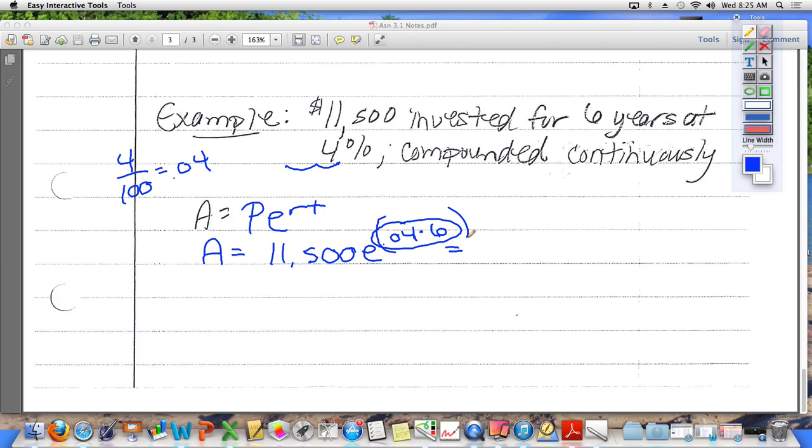11,500 times e to the, this should be the 0.24 power. So what do you get? $14,619.37. Agreed? Alright, that's it.